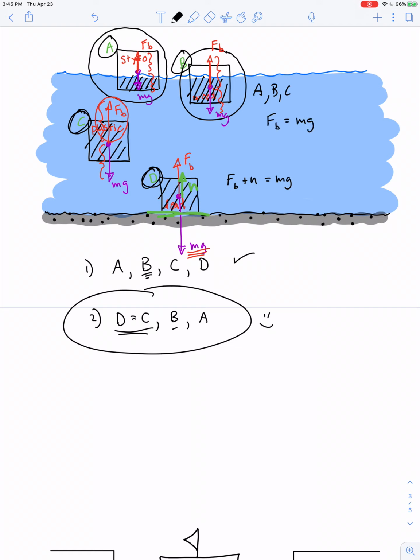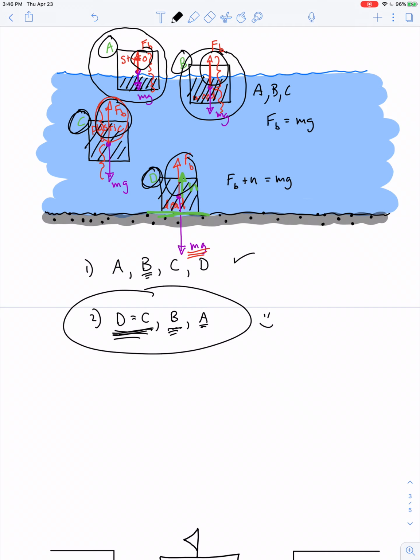So if we just answer the question based on the size of the buoyant force vectors we've drawn, D and C have equal buoyant force vectors, B has the next largest, and A has the smallest buoyant force vector of all.